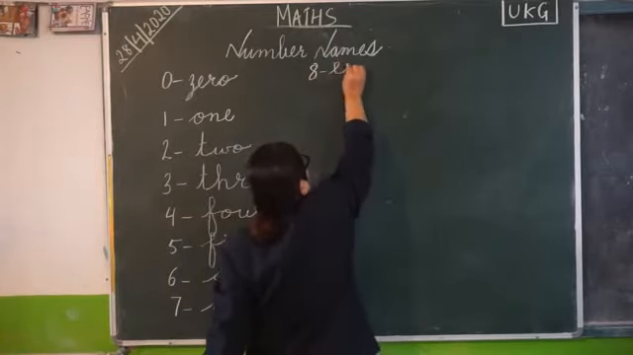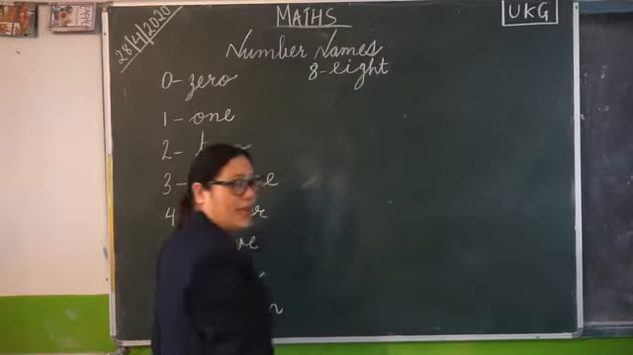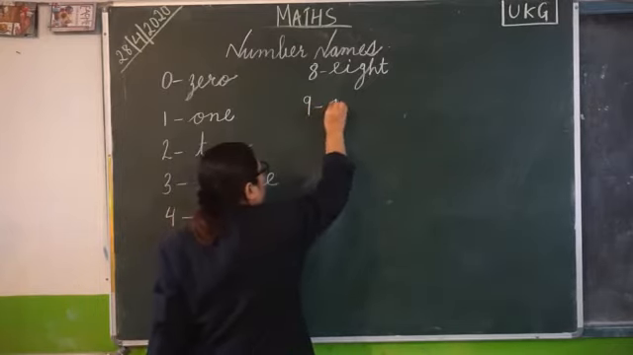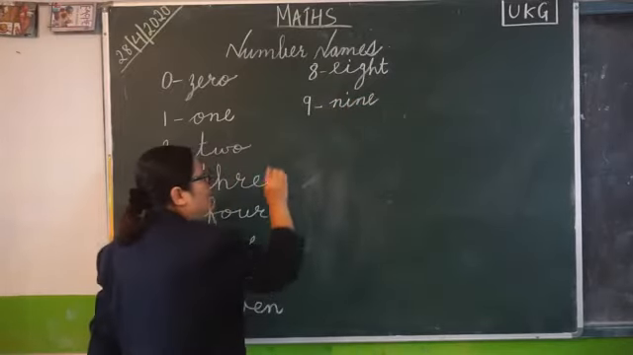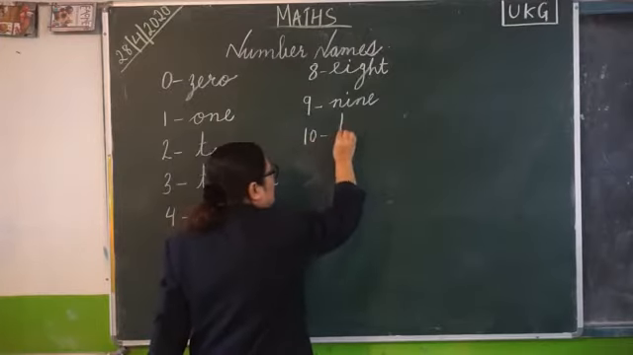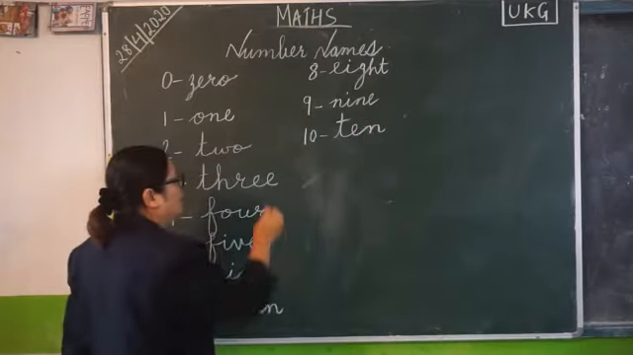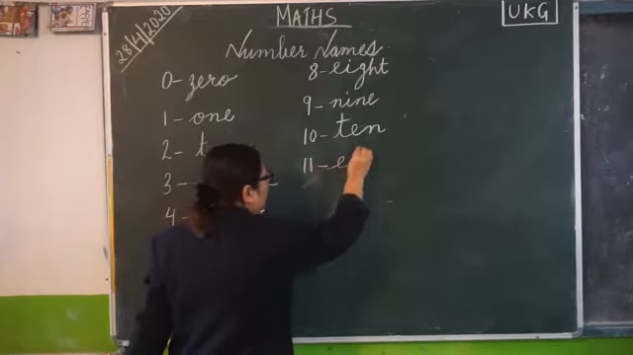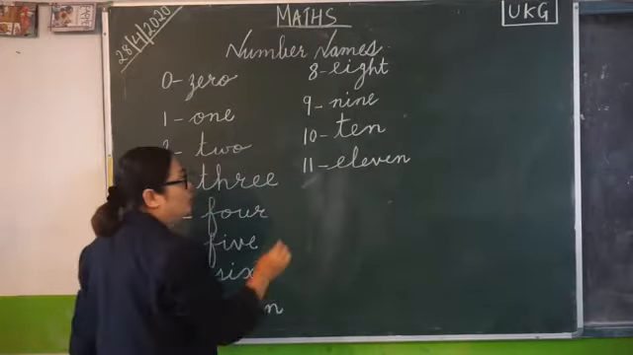E-I-G-H-T, 8. Then 9. N-I-N-E, 9. After 9, 1, 0, 10. T-E-N, and 10. Okay? 10. 11. 1, 1, 11. E-L-E-V-E-N, and 11.